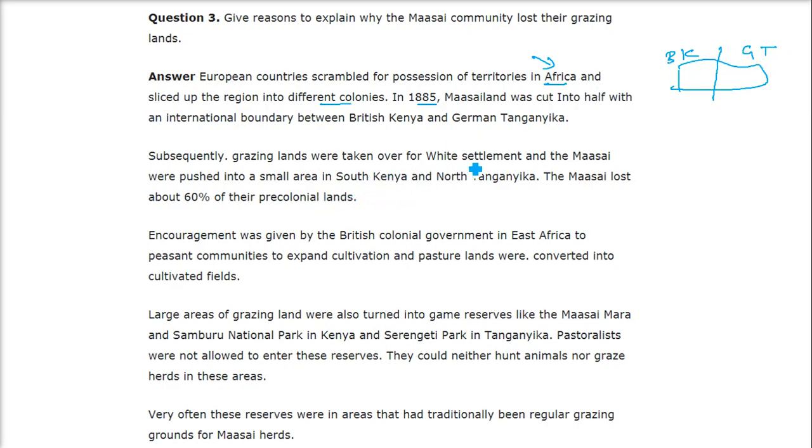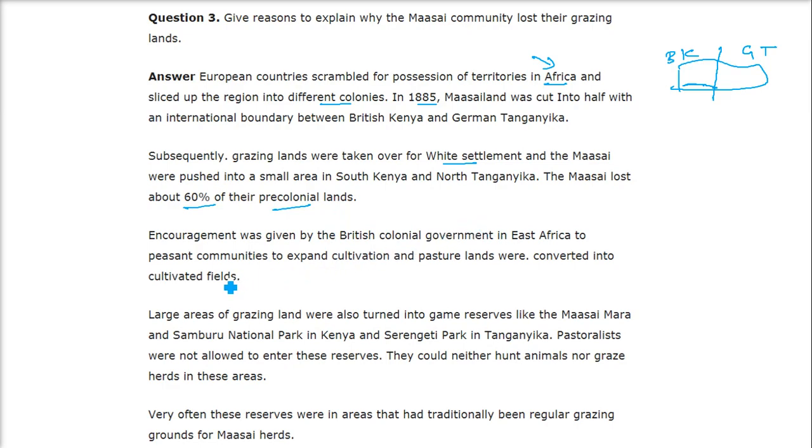So the grazing lands were also taken off. For whom? For the white settlers. And the Maasai were pushed into a very small region like this, in South Kenya and North Tanganyika. So the Maasai lost about 60% of their pre-colonial lands or grazing land.